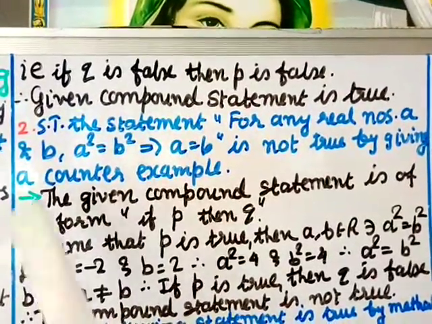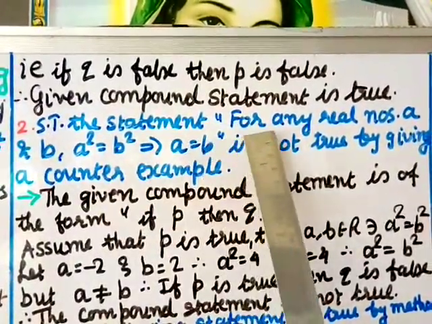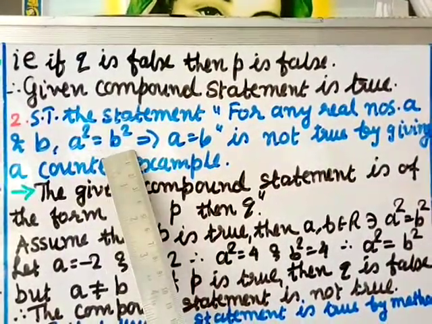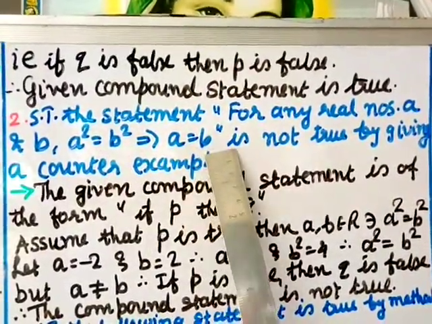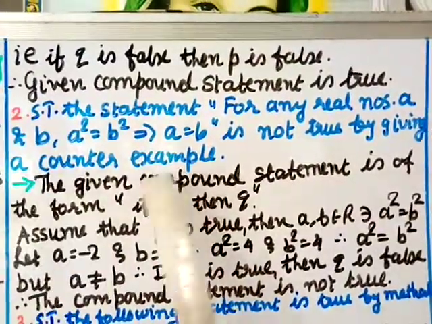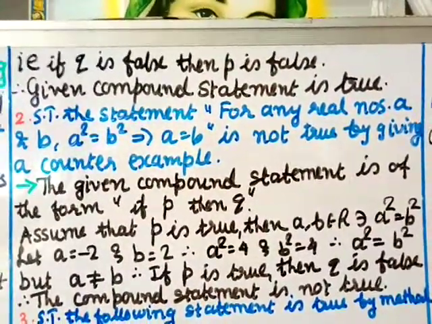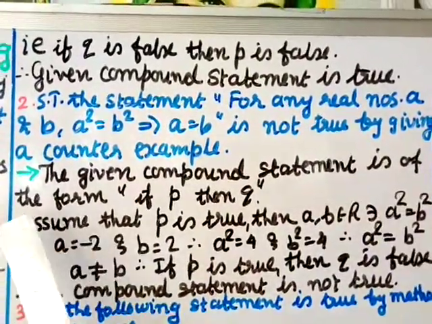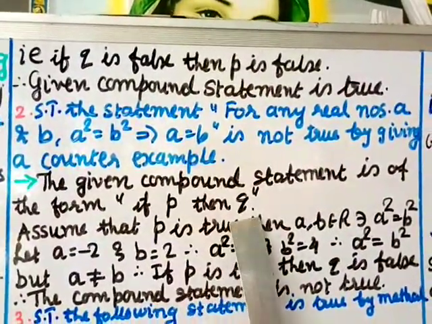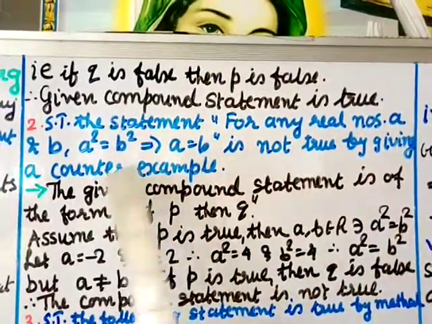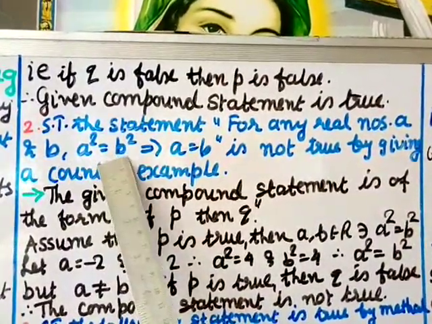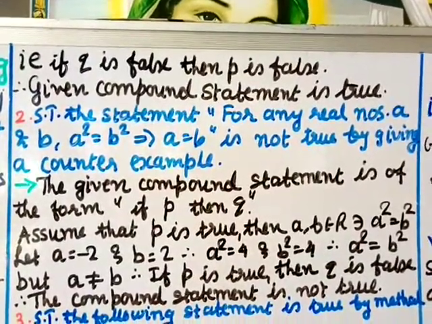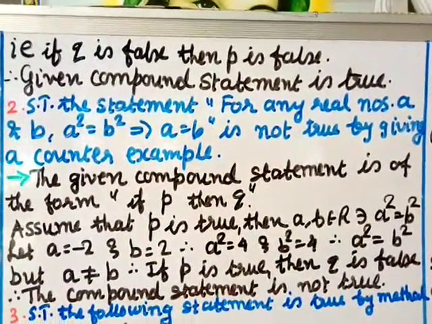Question number 2: show that the statement, for any real numbers a and b, a square equal to b square implies a equal to b, is not true by giving a counter example. The given compound statement is of the form if p then q. For any real numbers a and b, a square equal to b square implies a equal to b. So this is the given statement, and the form is if p then q.